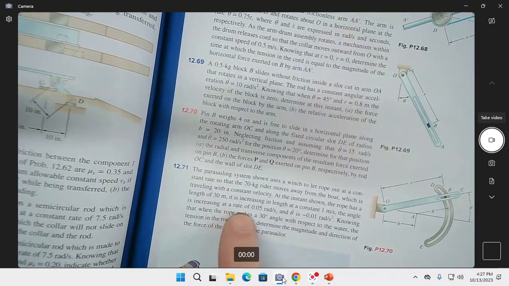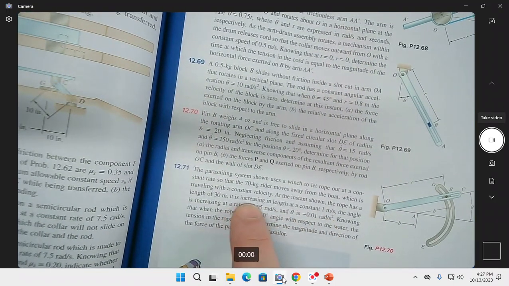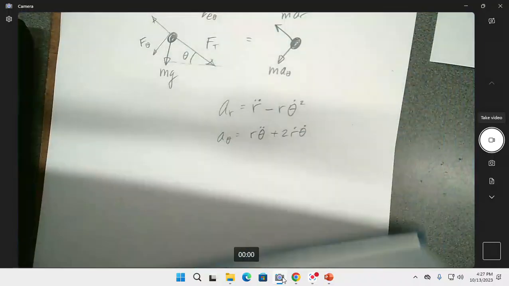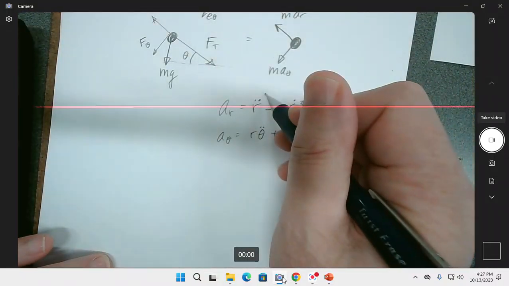And I think they said this was a constant. It is increasing in length at a constant rate, so that means that's 0.